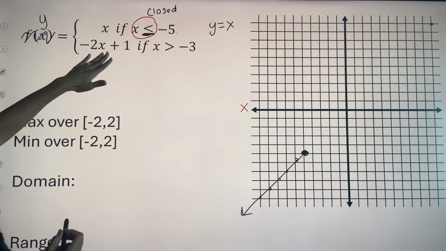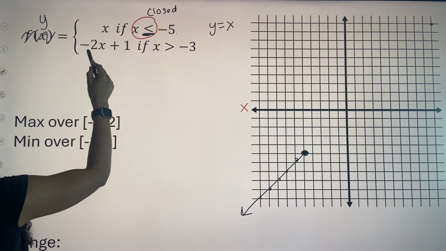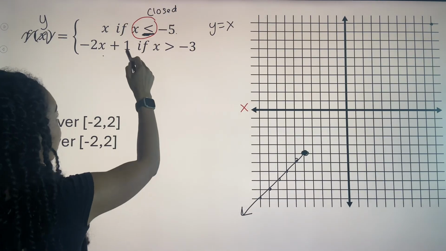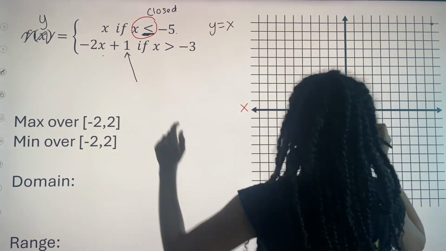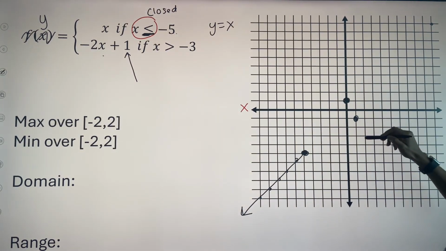Okay, let's try the next one. This one is y equals negative 2x plus 1. This is your y-intercept. Your slope is negative 2, so you're going to go down 1 over 2.